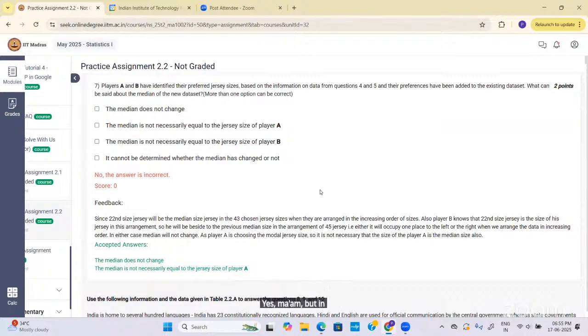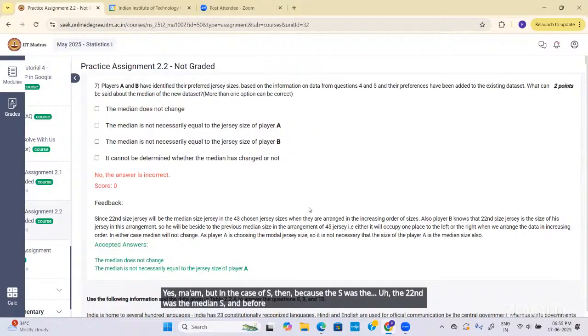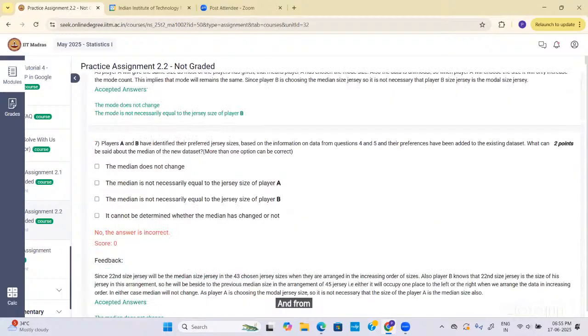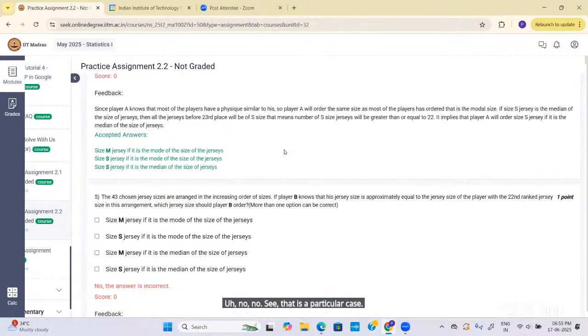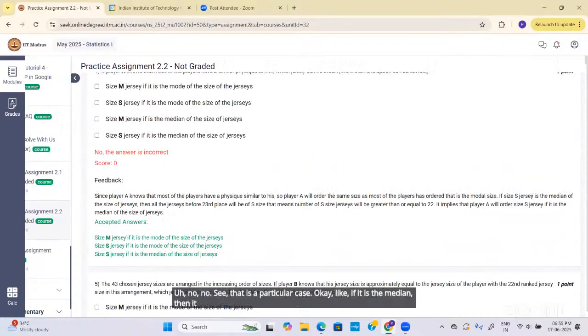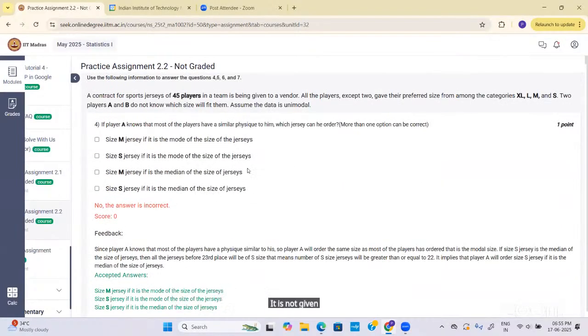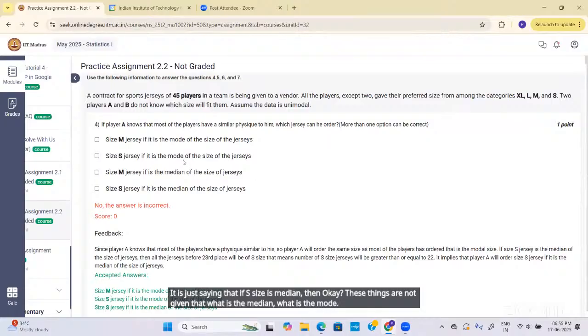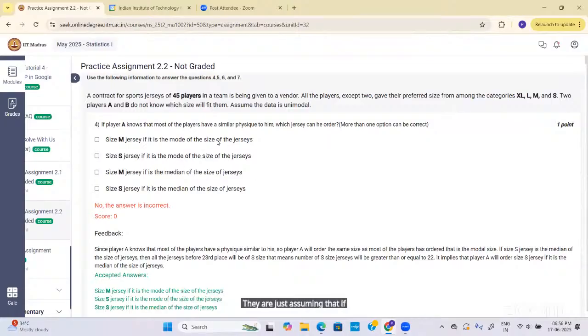Yes, ma'am. But in the case of S, the 22nd was the median S, and before 22nd it was all S. See, that is a particular case. Like if it is the median, then it will happen. It is not given that S size is the median. It is just saying that if S size is the median, then okay. These things are not given, what is the median, what is the mode. They are just assuming that if M is the median, if M is the mode, then he will order the mode. He will order the M size. They are assuming it here.